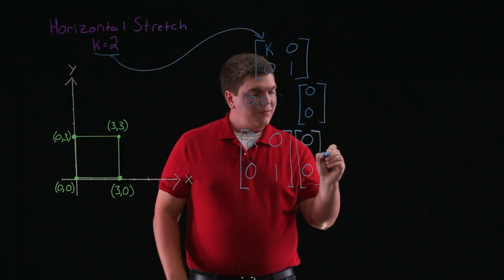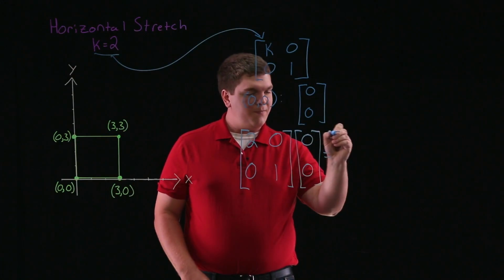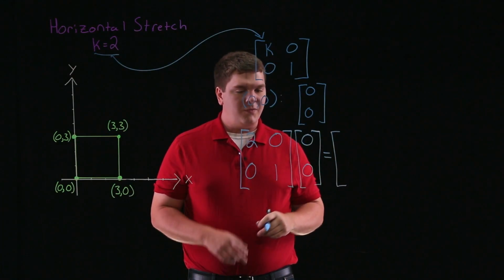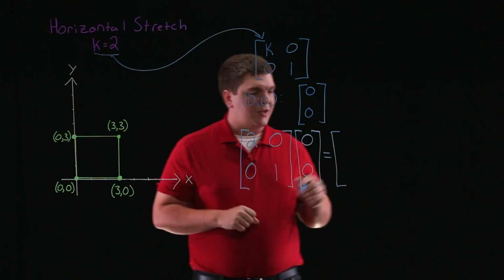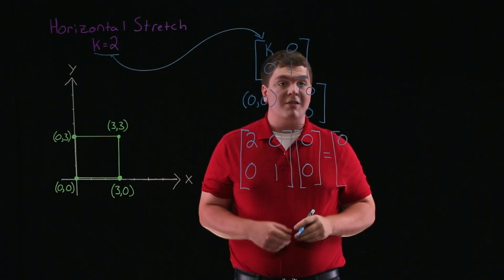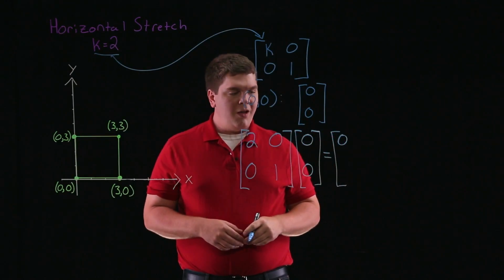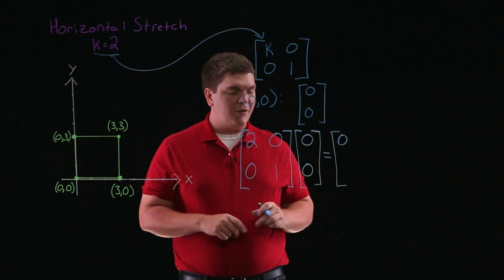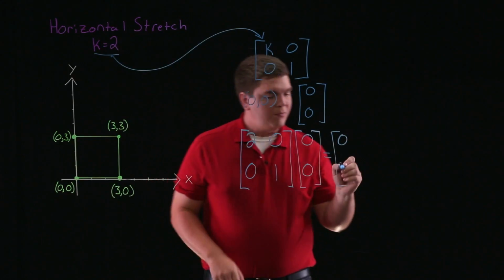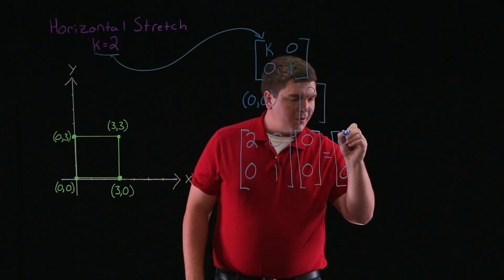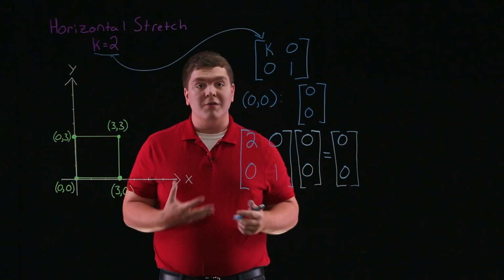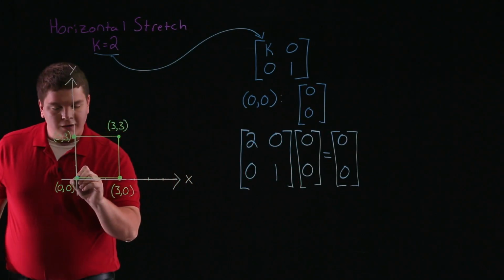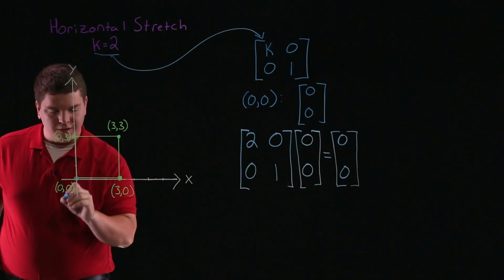This is going to be the column matrix where the top row is 2 times 0 plus 0 times 0, which is 0. And the second row is 0 times 0 plus 1 times 0, which is 0. So after applying the transformation to the point 0, 0, we're back right on top of the point 0, 0.